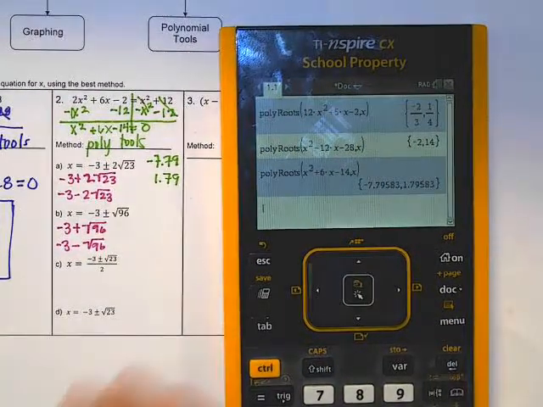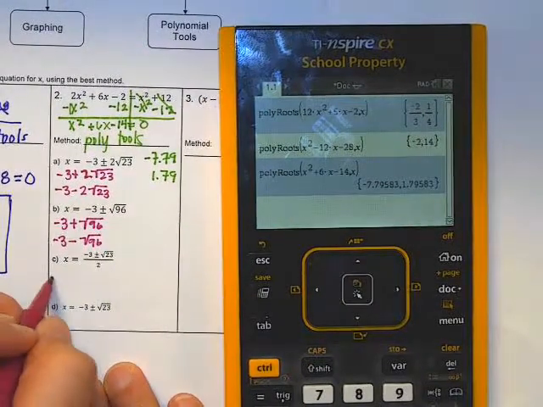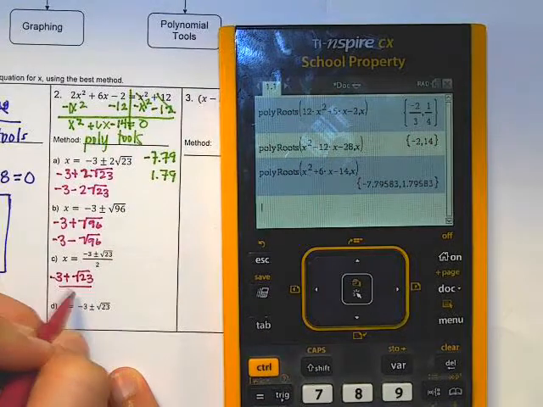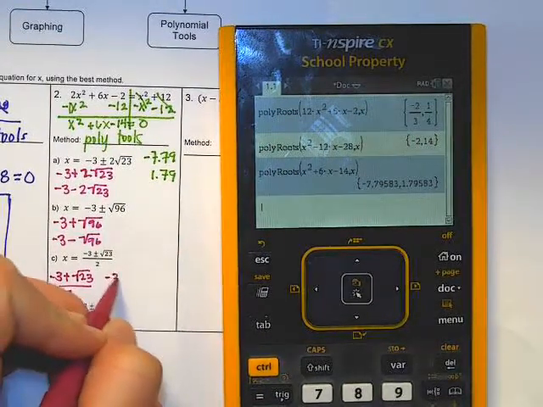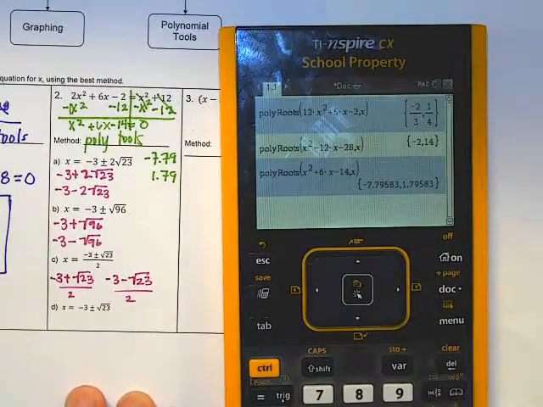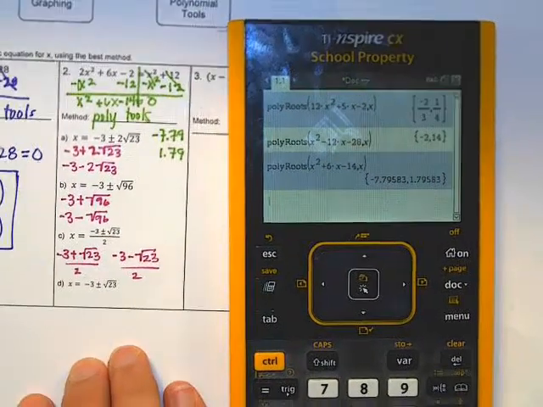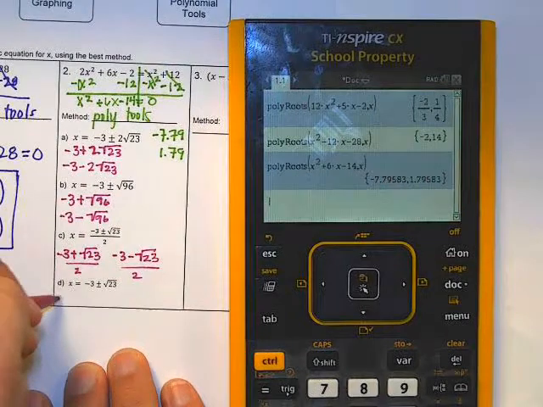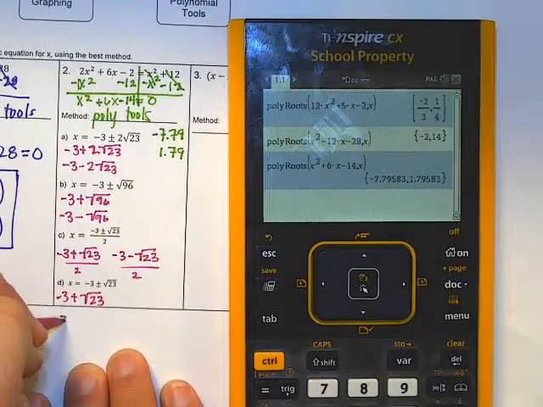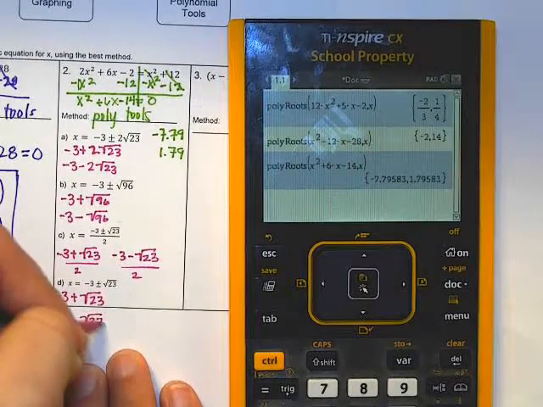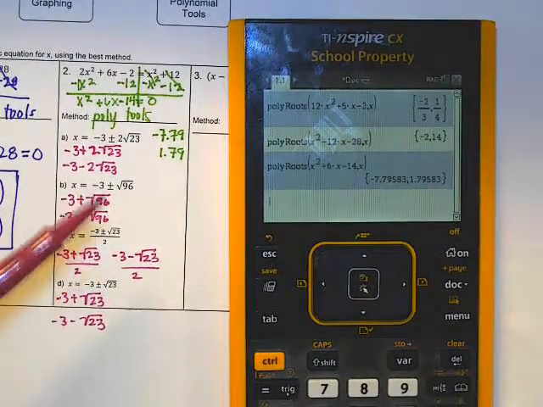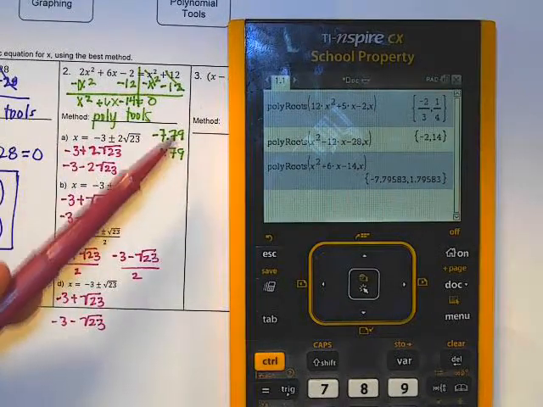Then for C, I've got negative 3 plus the square root of 23 divided by 2 and negative 3 minus the square root of 23 divided by 2. For D, I have negative 3 plus the square root of 23 and negative 3 minus the square root of 23. So all of these are decimal answers. Now I need to plug them in and see which decimals match these two.